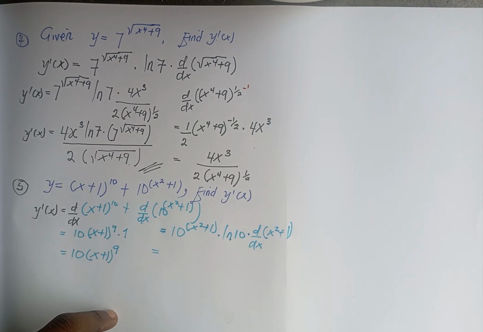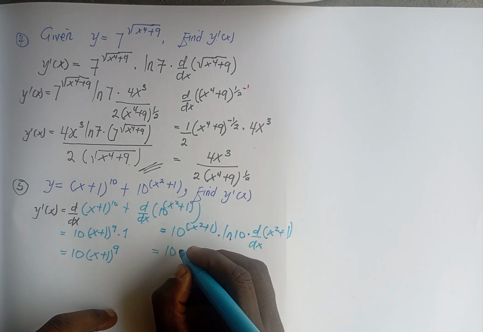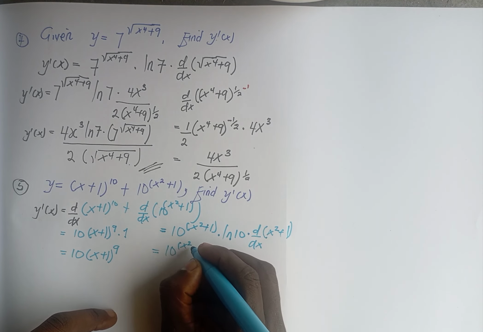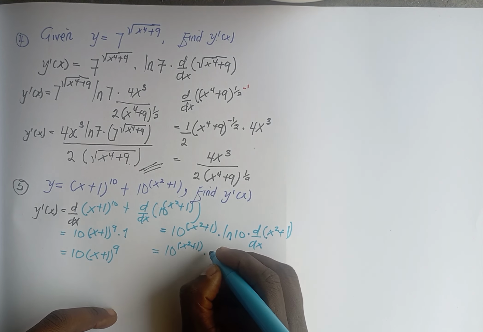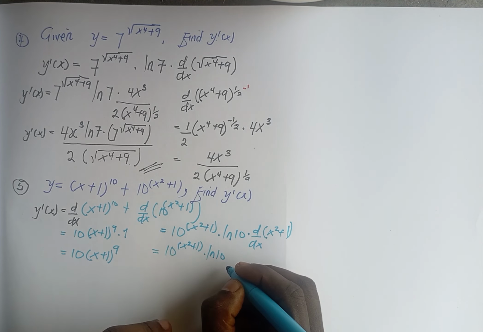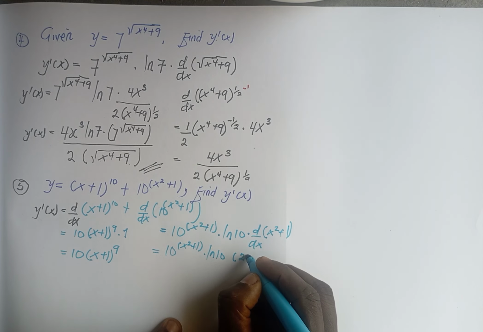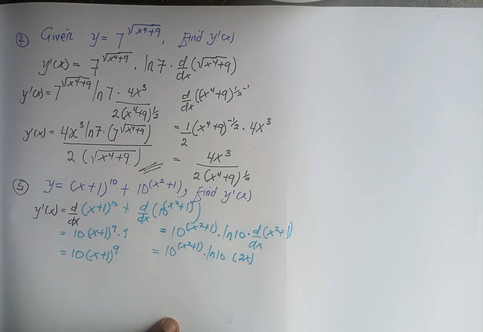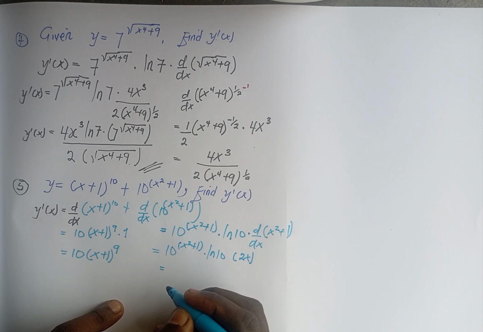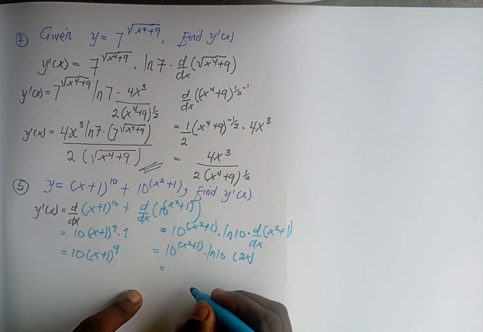So we are going to have x squared plus 1. Then we have our length of 10. And then when we differentiate x squared, we are getting what? 2x. And when we differentiate a constant, we are getting 0. So let's rewrite this nicely.